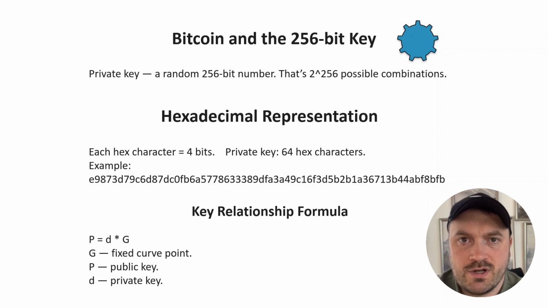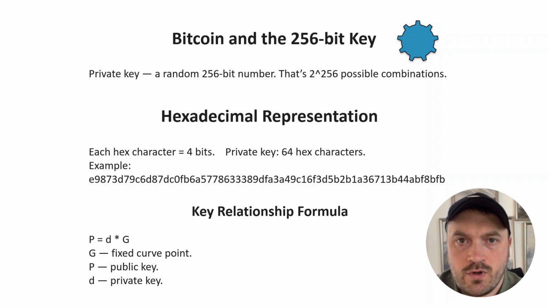Each bit is either 0 or 1. So in total we have 2 to the power of 256 possible combinations. And that is a colossal number. It's such a huge number that it exceeds the number of atoms in the entire observable universe.